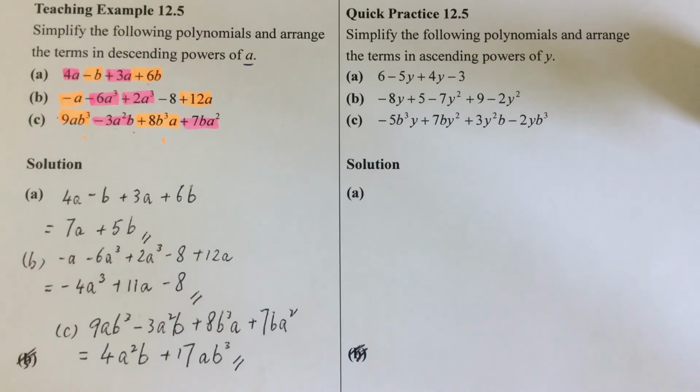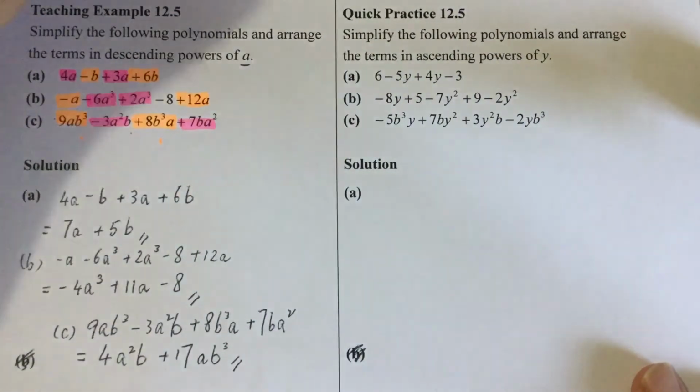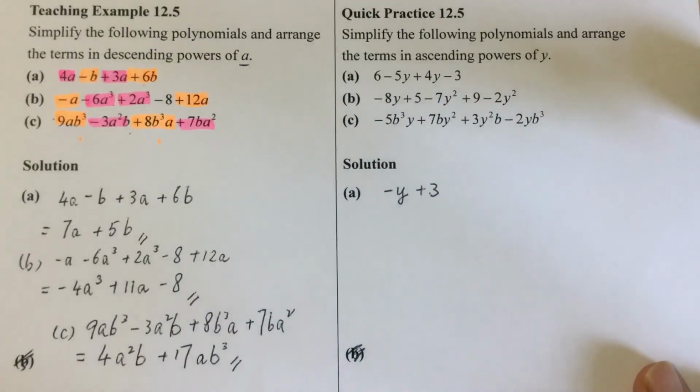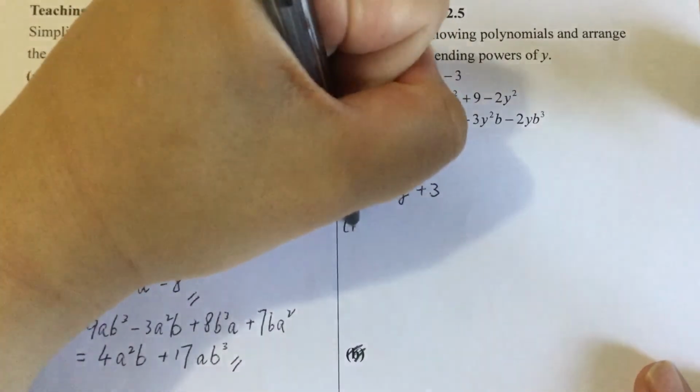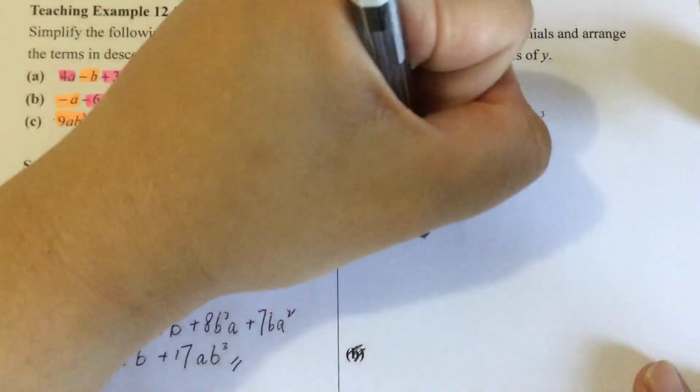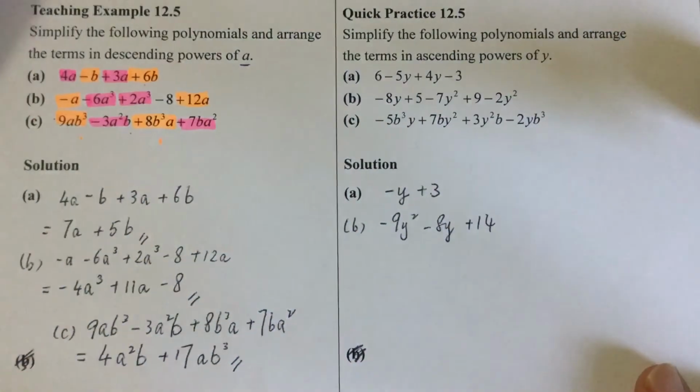Okay, now we will tell you the answer. So let's look at this one. For part A, the answer is negative y plus 3. Okay, we directly do the answer. For part B, the answer is negative 9y squared, negative 8y, and then the answer is plus 14. Okay, this is part B.